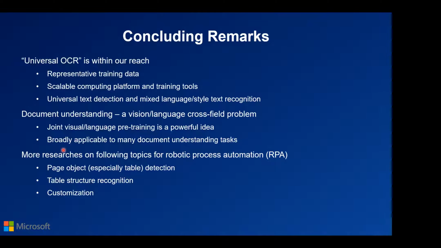Just recall that we have a universal text detector, and then we have these script-based language models. By the way, the Read API also supplies information on whether the text line is handwritten or printed. We are also at the beginning of document understanding, which is becoming a really hot topic for vision and language cross-field research. Combining visual and language information certainly is a very powerful idea, and it can be applicable to many downstream document understanding tasks.